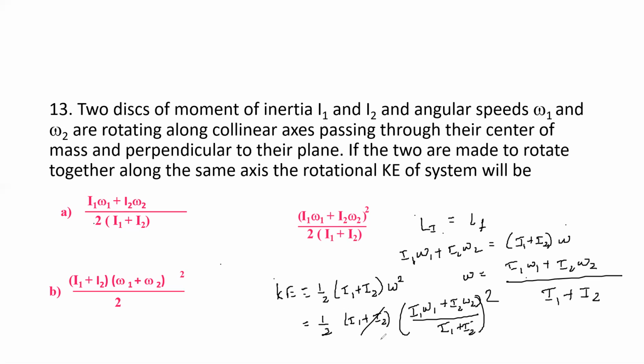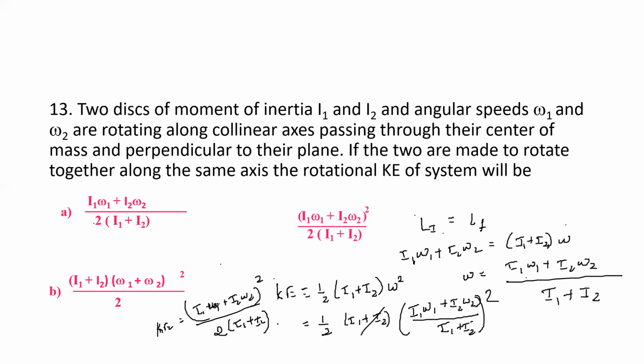Therefore, one I1 plus I2 will get cancelled. You are left with the kinetic energy equal to, in the numerator, I1 omega 1 plus I2 omega 2 whole square, divided by 2 into bracket I1 plus I2. Sorry, option B is the right option. That is I1 omega 1 plus I2 omega 2 whole square divided by 2 into bracket I1 plus I2.